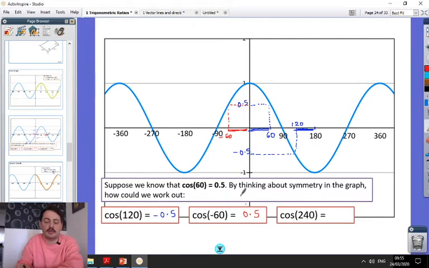Now I guess the reason we can see that that's true is because we've just said that it's symmetrical about its axis. So if you're at 60 degrees this way, or 60 degrees this way, it's because of this line of symmetry that we have going down the middle here.